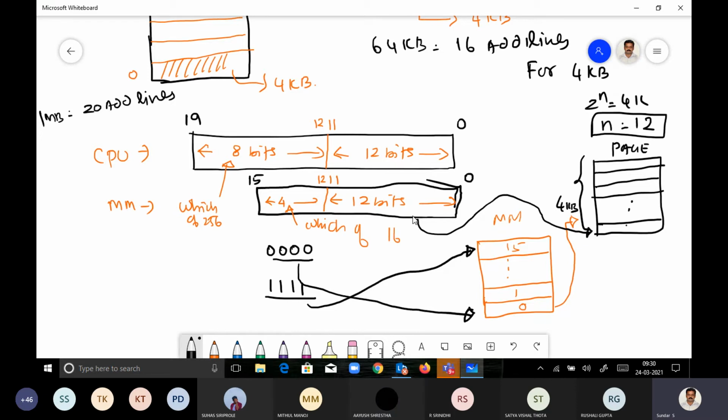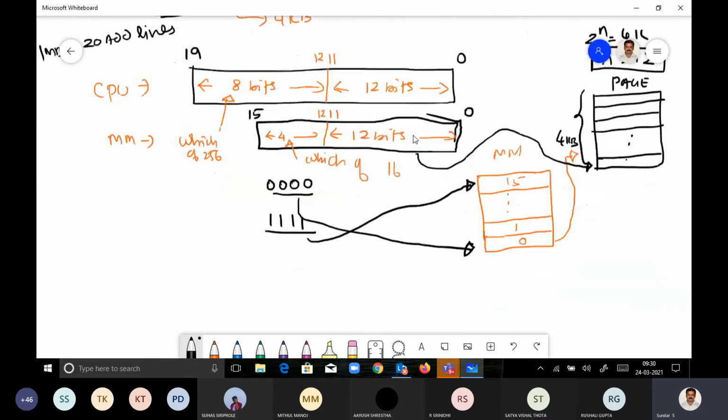The same explanation goes here. So there are 256 pages in the disk memory. So this tells which of the 256 pages, and every page is 4 kilobytes. So which location in that particular page.